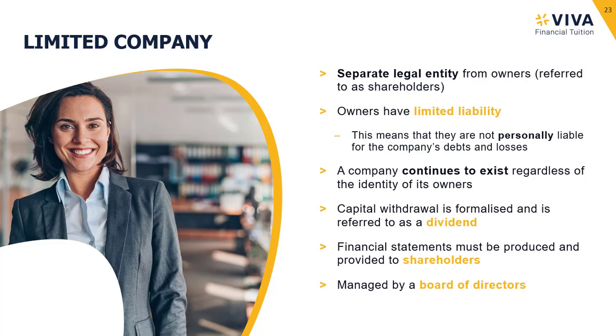Companies are managed by a board of directors who decide what the company is going to do, but they're owned by shareholders. So the ownership and the management are separate, whereas with the other two types of company, the ownership and the management are the same.